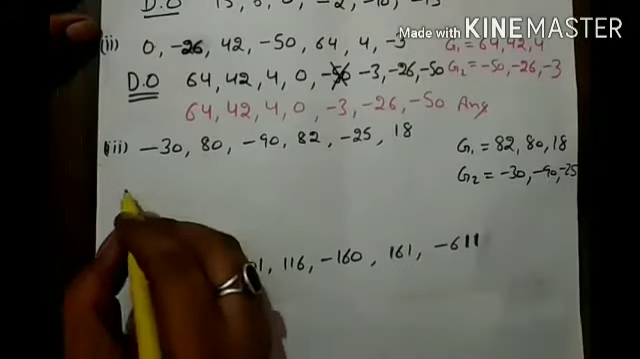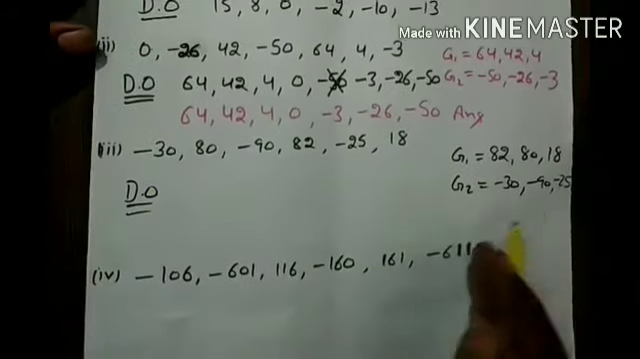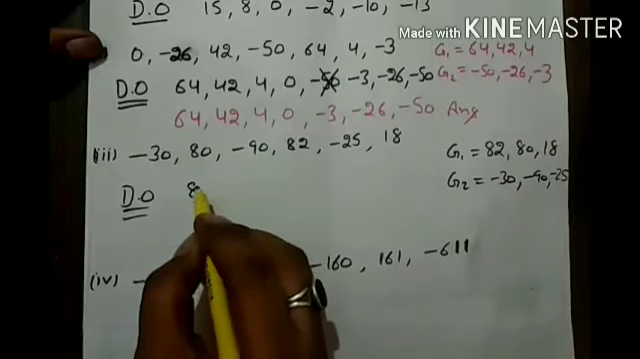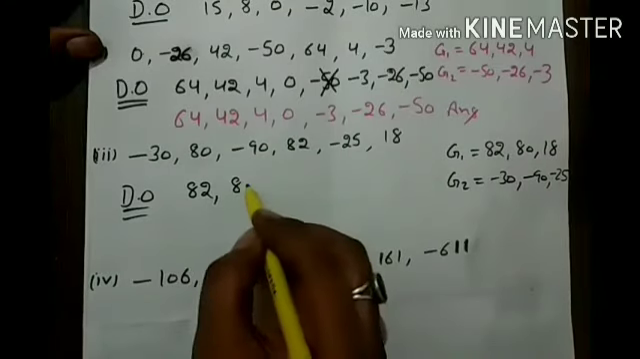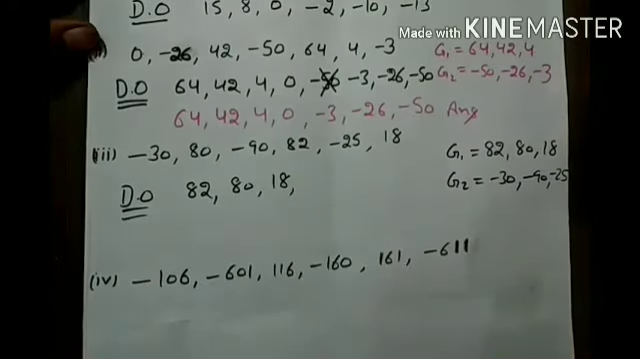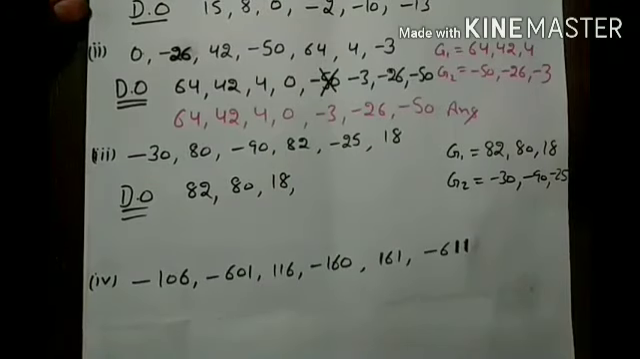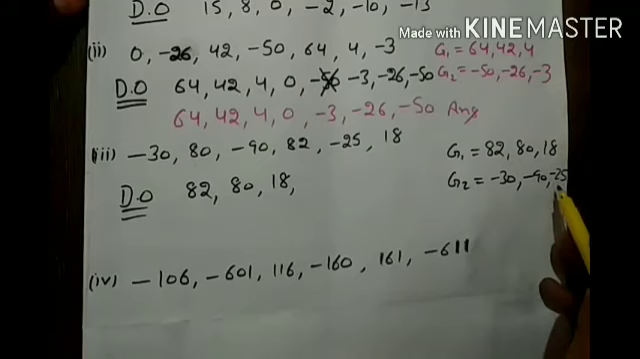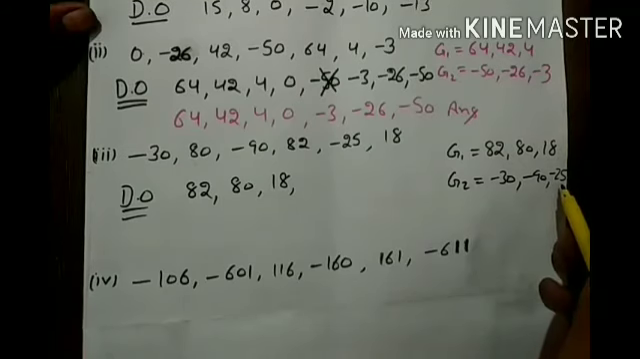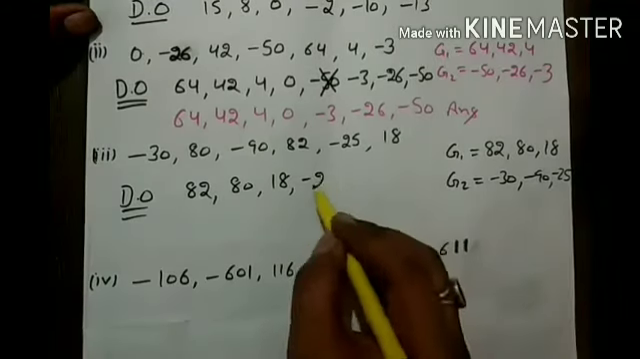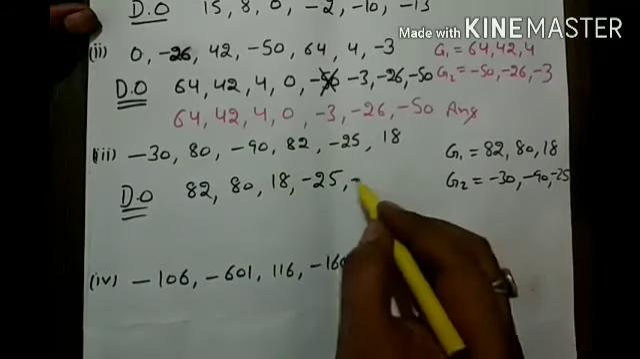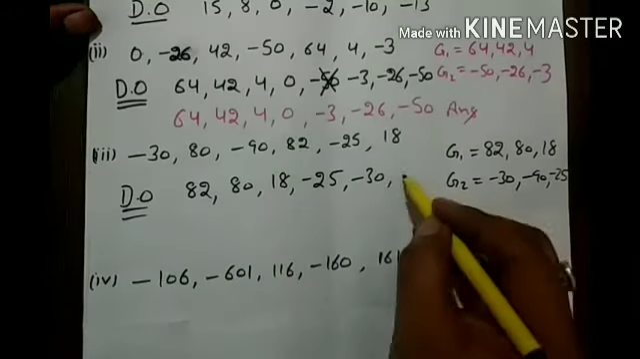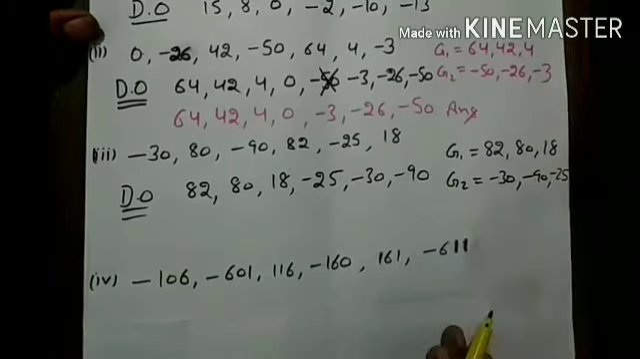Now descending order will be, firstly I will write the greatest value. The greatest value is 82, after that 80, then 18. Now the question regarding the negative integers of group 2. Which is the greatest integer in these three? Here the one whose numerical value is smallest is actually greatest. So -25 is greatest, after that -30 and then -90. So this is the required answer.